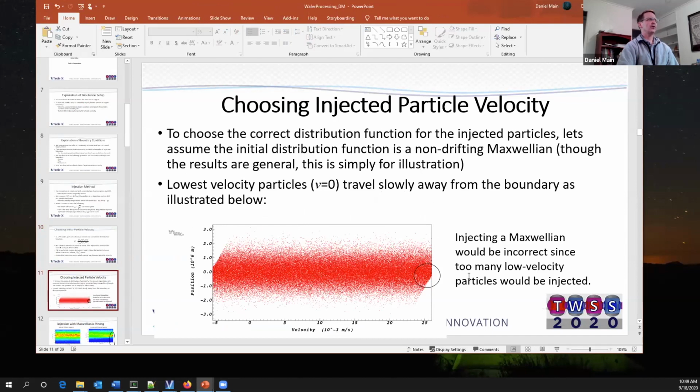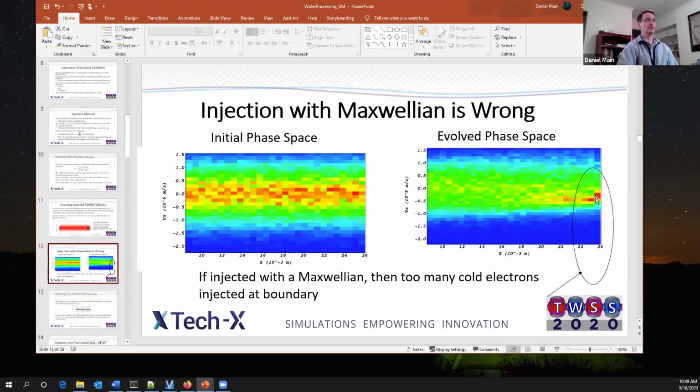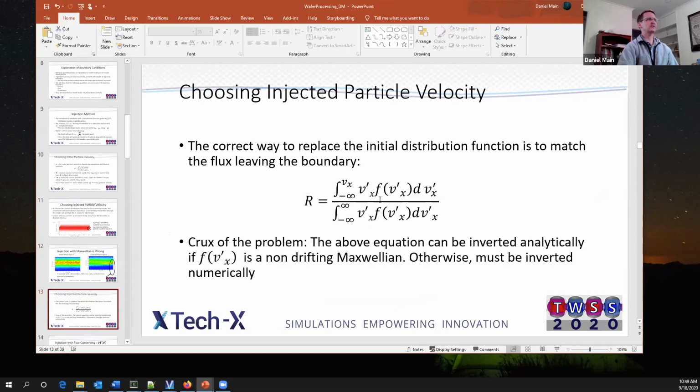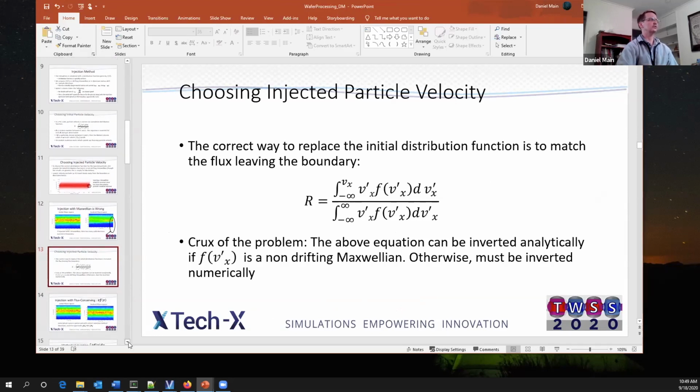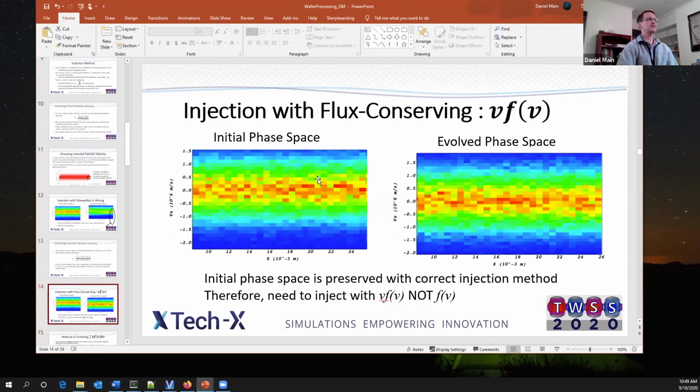But the tricky part is if you inject with a strict Maxwellian, the high energy particles move away from the boundaries faster compared with the low energy particles. So if you use the Maxwellian to inject, you inject too many cold particles, which is what I'm showing you here. The proper way is to inject not with F of V, but V times F of V. And if you do that, then you get the correct injection.